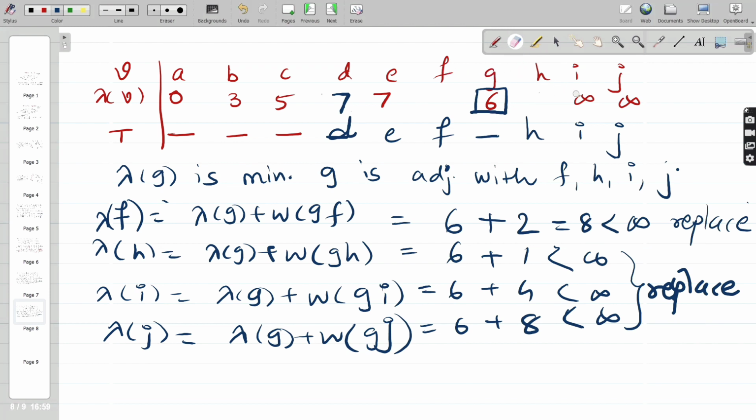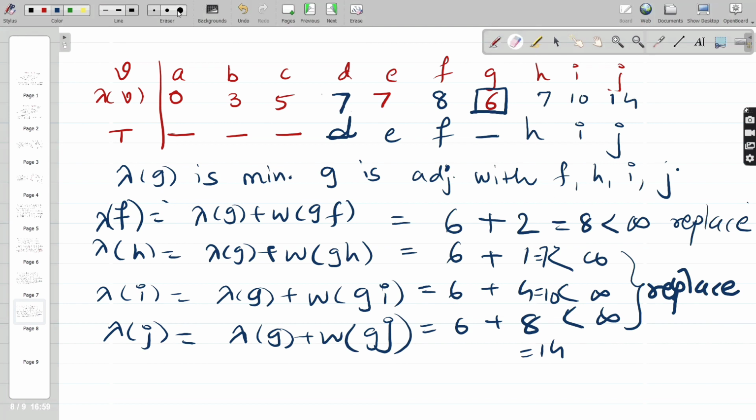And all of H, I, J also we will replace. So lambda F will become 8. H is 7, then 10, and here it is 14. So 7, 10, and 14 are all less than infinity. Therefore, we will replace them quickly.